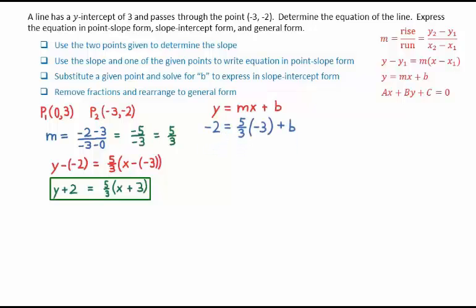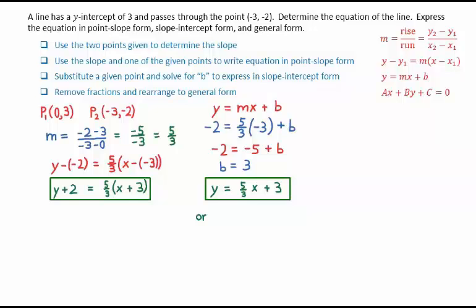For slope-intercept form, y equals mx plus b. We'll substitute the point -3, -2 in place of x and y. This results in -2 equals -5 plus b. Adding 5 to both sides of this equation gives b equals 3. We can then substitute m equals 5 over 3 and b equals 3. This gives us our equation in slope-intercept form. Y equals 5/3 x plus 3.